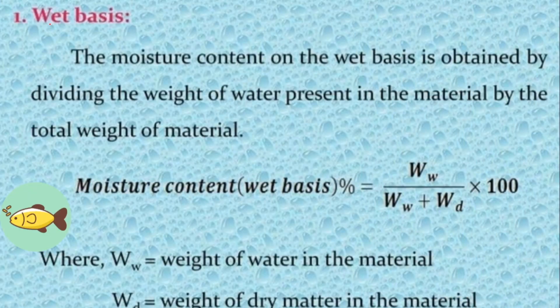Here we can understand it properly. What is wet basis? The moisture content on the wet basis is obtained by dividing the weight of the water present in the material by the total weight of the material.